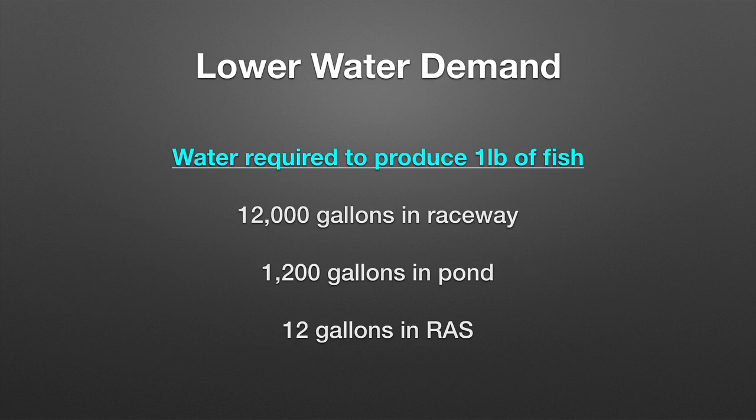There's also lower water demand in recirculating systems. It's just an example of how much water is generally required to produce a 1-pound fish. It's about 12,000 gallons in a raceway or a flow-through system. It's 1,200 gallons in a pond, and only 12 gallons in a recycle system.